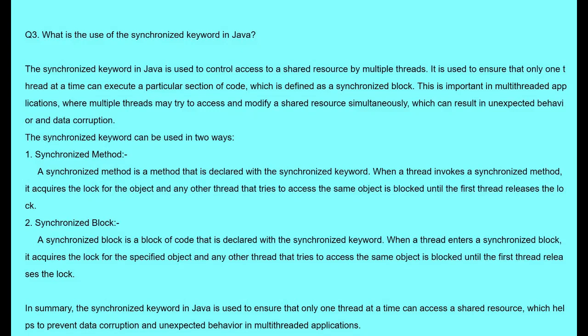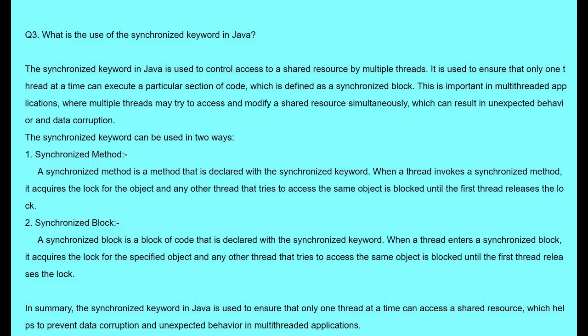Way 2. Synchronized block. A synchronized block is a block of code that is declared with the synchronized keyword. When a thread enters a synchronized block, it acquires the lock for the specified object and any other thread that tries to access the same object is blocked until the first thread releases the lock.